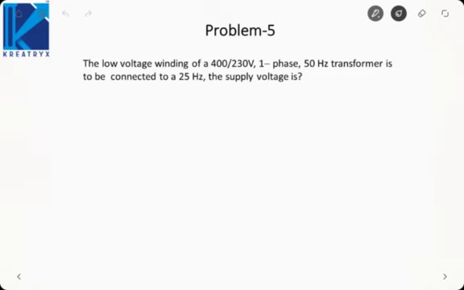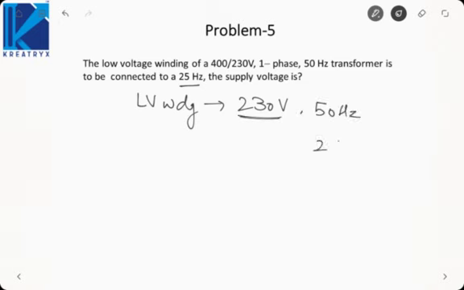In our next problem, it is saying the low voltage winding of a 400 by 230 volt one phase 50 Hz transformer is to be connected to 25 Hz. What should be the supply voltage? Low voltage winding means this 230 volt winding. Now we have made the frequency 25 Hz. I want to know what is the voltage.